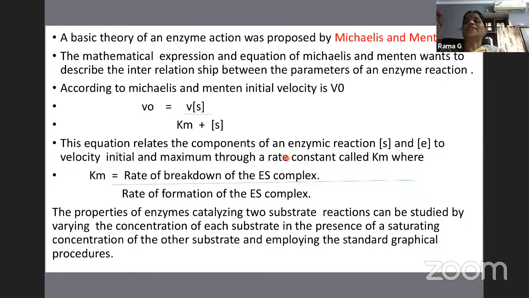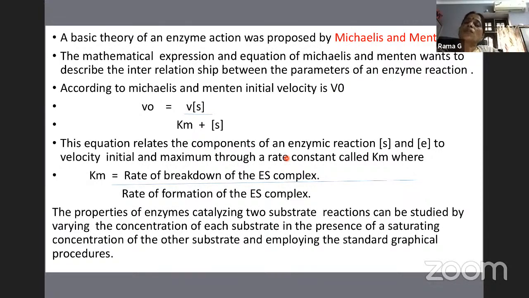After the formation of ES complex, it gradually shows the breakdown into enzyme and product. So what is the first rate? The rate of breakdown of the ES complex. After the formation of ES complex, it further leads the reaction by the dissociation of enzyme and the products. So that is the rate of breakdown, and the next is the rate of formation of the ES complex. Just now I told you that the formation of ES complex is initially very slow, but as time passes, gradually the rate of ES complex formation will speed up.